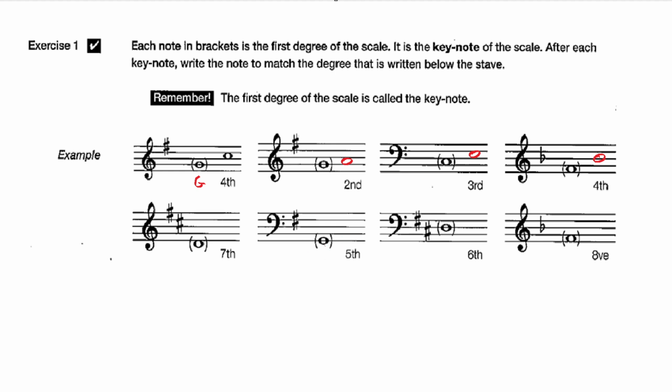Let's do the fifth. G, A, B, C, D. A sixth, D, E, F, G, A, B is a sixth. Seventh, D, E, F, G, A, B, C. Notice this is a C sharp from the key signature. And F, an octave, another F. Here it is on that top line.